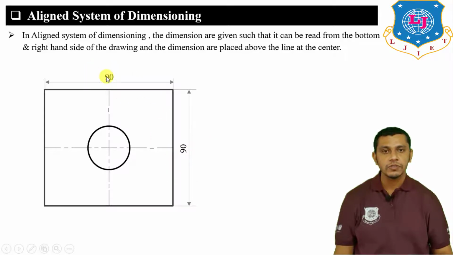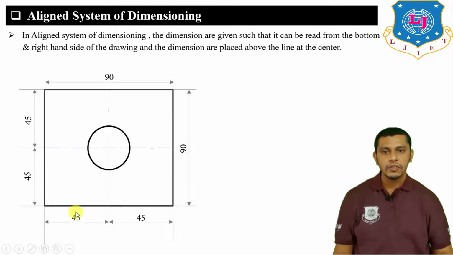Here you can see that this horizontal dimension is read from the bottom of the drawing, and this vertical dimension we can read from the right hand side, and we have placed the dimensions above the line at the center. Now if you want to apply chain dimensioning here, showing this edge from this particular edge and this edge from this particular edge, that means if we give the dimensions in a respective manner, like 45, 45, 45, 45, this dimensioning is known as chain dimensioning.